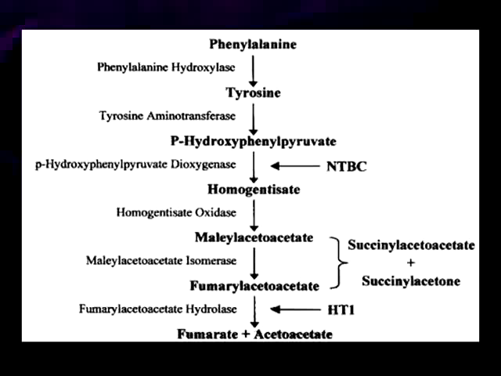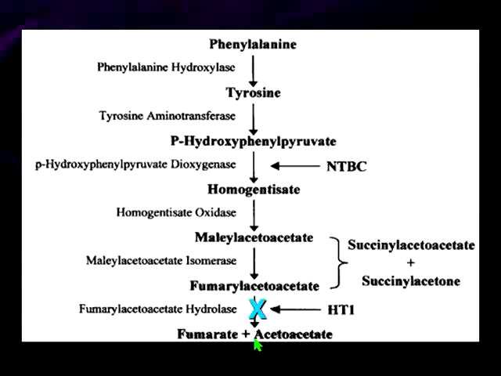So here's the pathway. We start at the top with phenylalanine, going to tyrosine, and so if this is blocked, this is where you've got PKU. Then you keep coming all the way down, and right here is where you have tyrosinemia type 1.